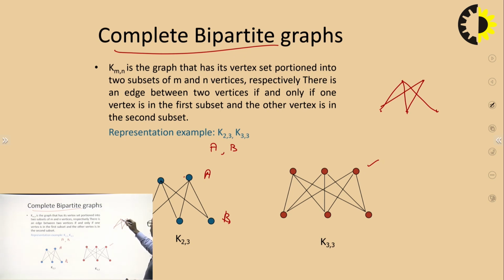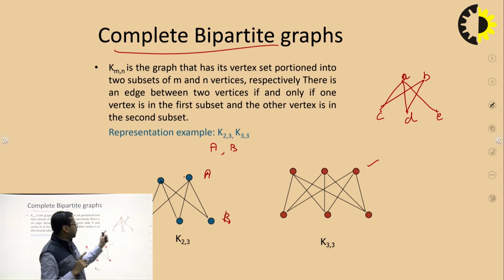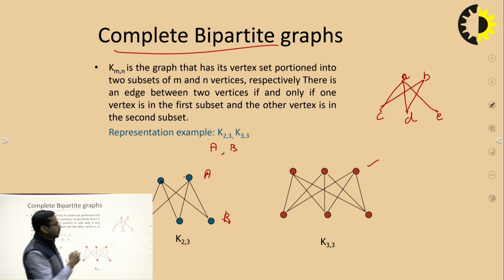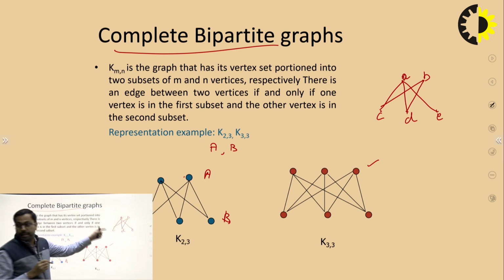That means one set contains two elements, A and B, and the other set contains other vertices C, D, E. These are not connected with each other within the set, but the set A elements connect with the set B elements. But in such a scenario, B is not directly connected with E. It is the bipartite graph.